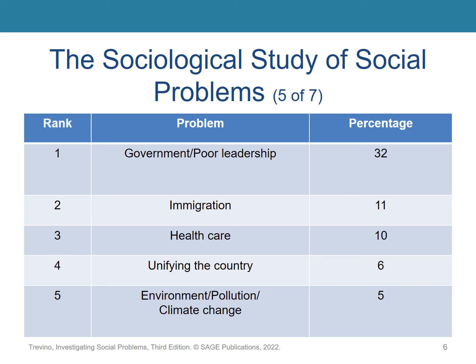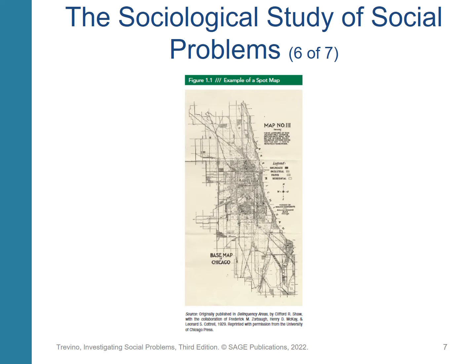Here we talk about the rank order, the problem, and the percentage. You look at the sociological study of social problems. Rank order 1, you see government, poor leadership, 32% believe that's a problem. 2 is immigration, 11%. 3 is healthcare. 4 is unifying the country. And 6 is environmental pollution and climate change. This is an example of a spot map provided to you by the textbook. So please review.